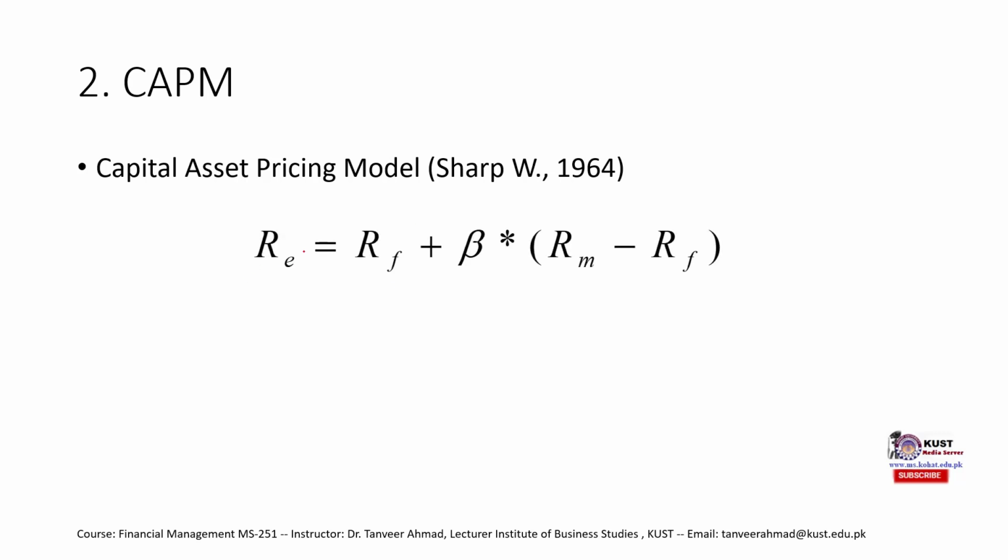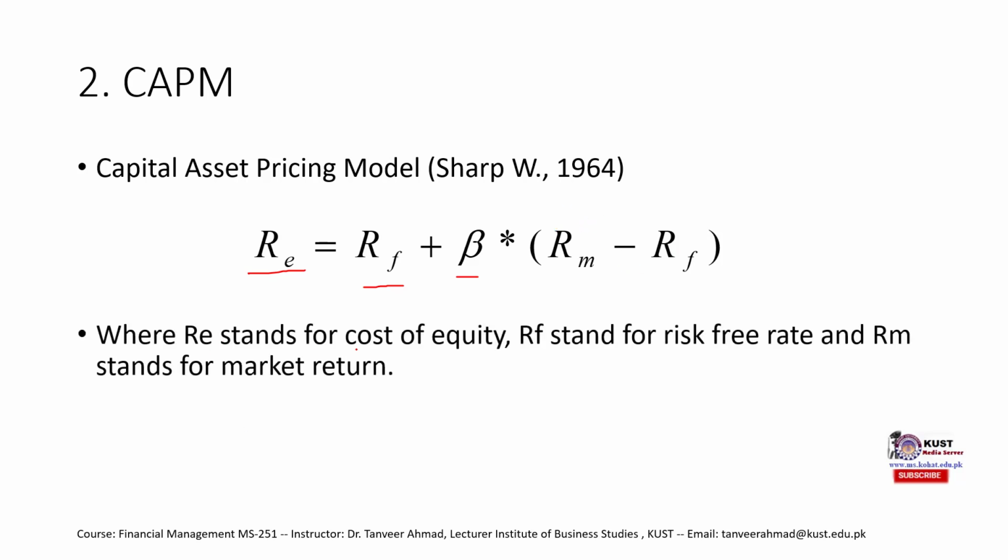So this model looks like this. The required rate of return or cost of equity again is equal to risk-free rate plus the beta, which stands for systematic risk, into RM minus RF. This RE stands for cost of equity, RF stands for risk-free rate, and RM stands for market return. So what William Sharpe did, he said that the return of a stock, remember equity cost is from the company's point, but return is from the investor's point.